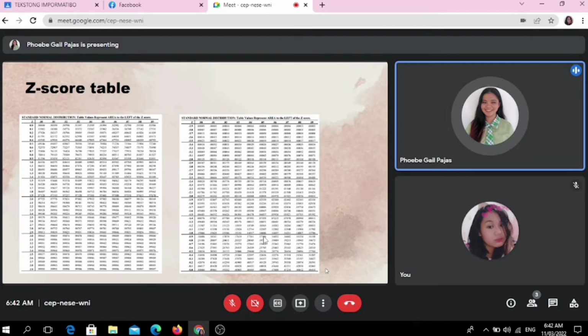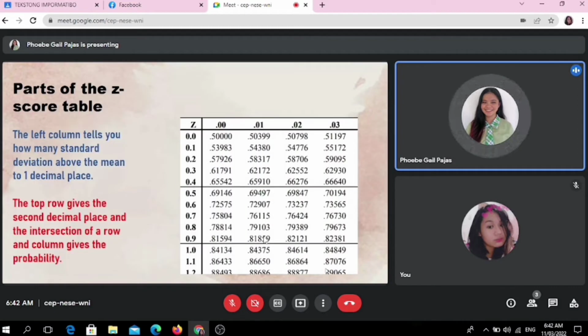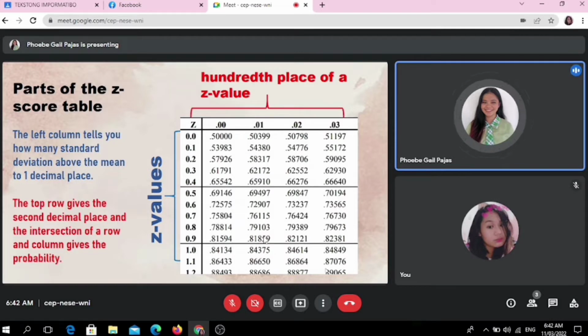We have here our z-score table. We use this to calculate the area under the normal curve. We will also base our area on our z-score table later. And these are the parts of the z-score table. The left column, which is the z-values, tells you how many standard deviations above the mean to one decimal place. And the top row, which is the hundredths place of the z-values, gives the second decimal place, and the intersection of a row and column gives the probability.